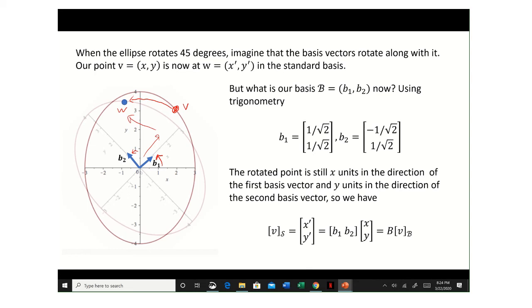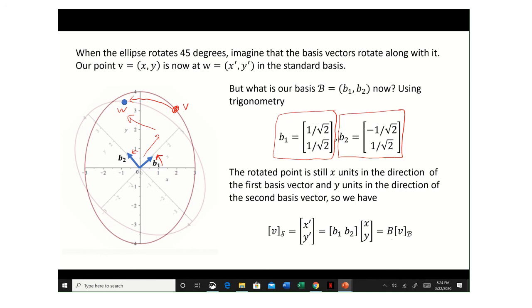But what is this new basis? Well, all we've done is we've rotated something. So it's the same length, it's just instead of pointing in the x direction and y direction, it's pointing at 45 degrees. Well, we can use some trigonometry to figure that out. When we do that by using trigonometry, we get a new basis. Our first basis vector becomes that, and our second basis vector becomes that. So those are our new basis vectors.